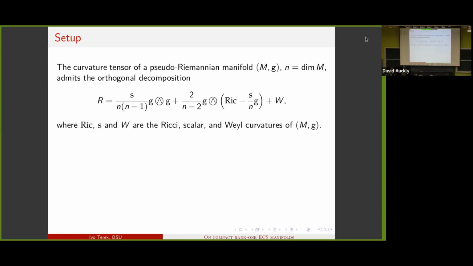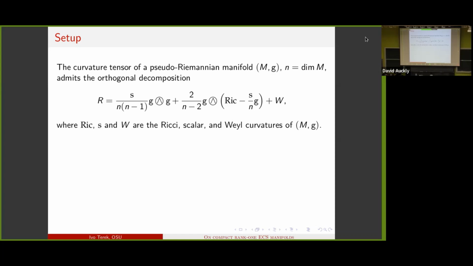And from a more computational aspect, what happens is that in dimension n, you have n squared (n squared minus 1) over 12 independent Riemann curvature components, but you only have n(n plus 1) over 2 Ricci components. So the rest has to come from somewhere, and here it is. Okay.